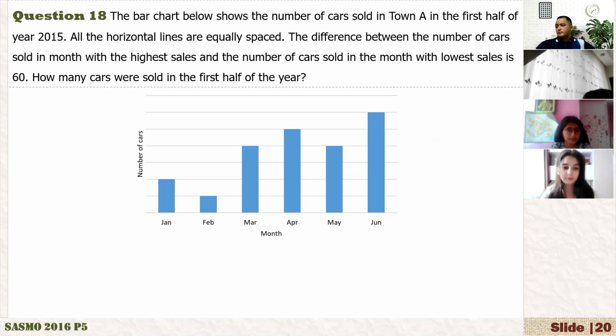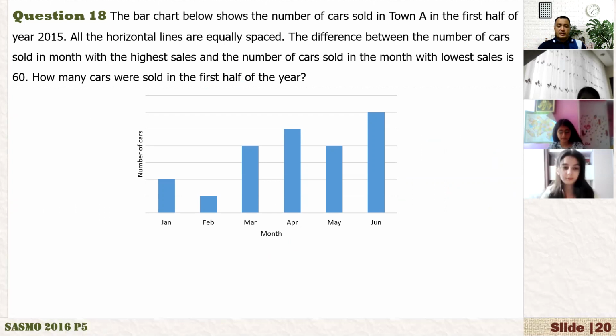The bar chart below shows the number of cars sold in town A. In the first half of the year 2015, all the horizontal lines are equal space. The difference between the number of cars sold in the month with the high sales and the number of cars sold in the month with the low sales is 60. How many cars were sold in the first half of the year?